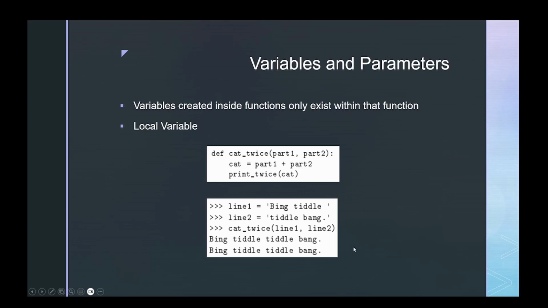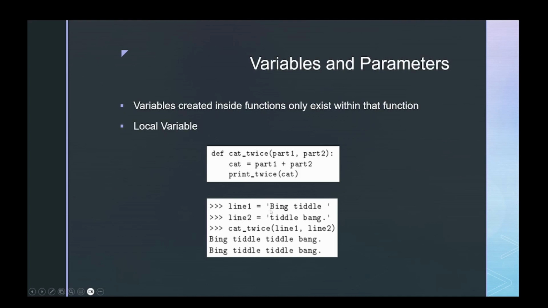Variables and parameters that are used and changed within a function stay within that function. So especially variables created in any function only exist in that function. Once the function is exited, that variable no longer exists. We call this a local variable. So for example, I've got a definition of a function cat twice, and I create the variable cat, which is equal to part 1 plus part 2. Once I leave cat twice, the word cat and the variable cat don't exist.